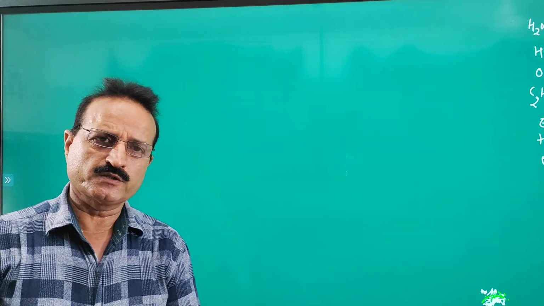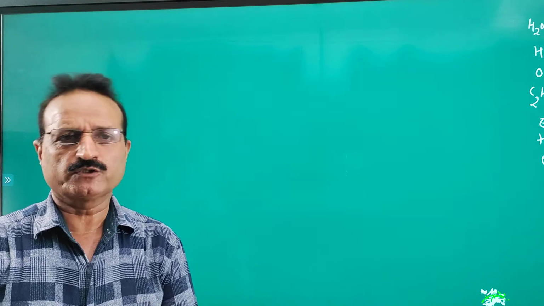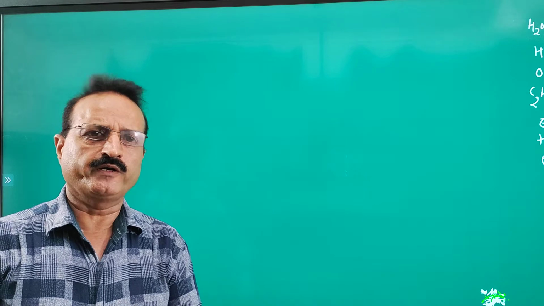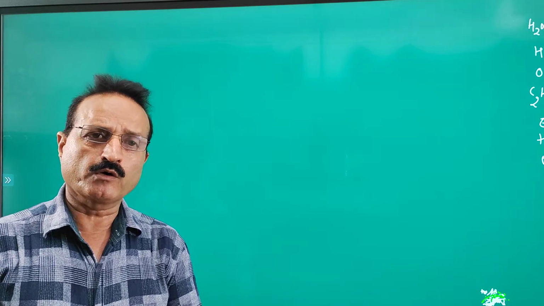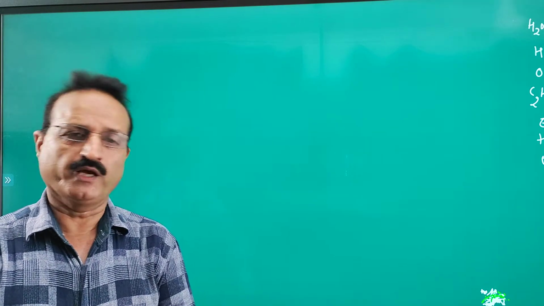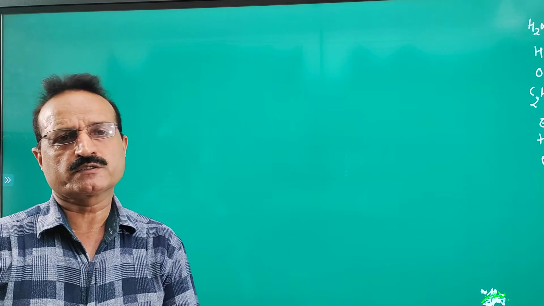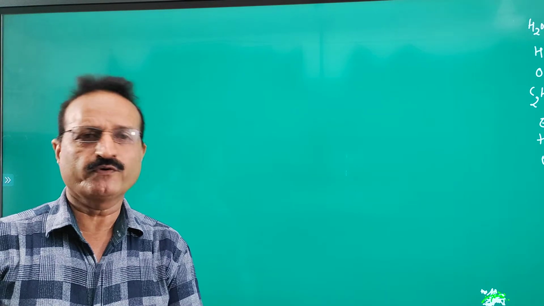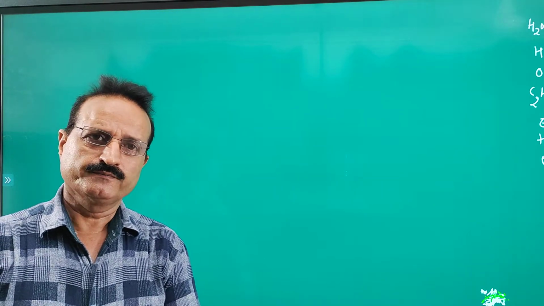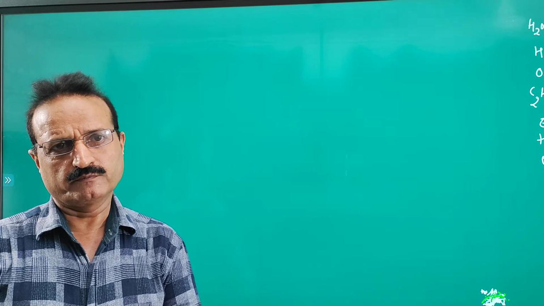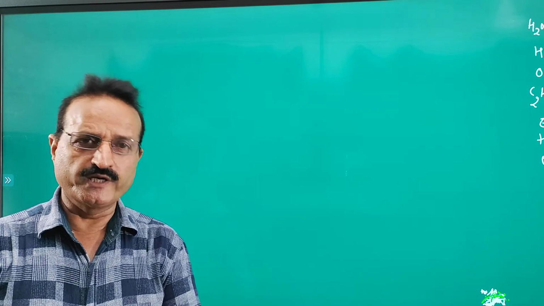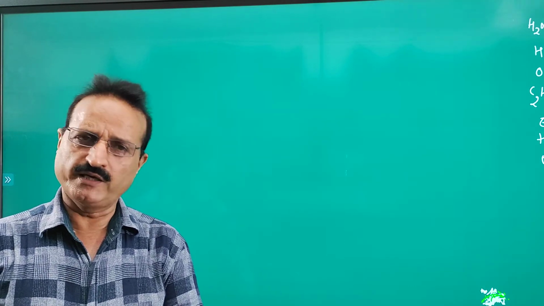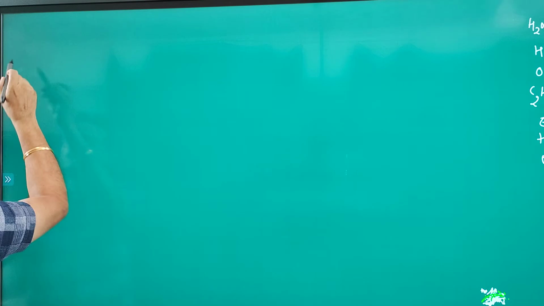Today we are going to discuss another topic. In the last lecture we calculated molar mass and the mole concept. Today we are going to discuss the composition of an element in a compound by percentage. So today's topic is percentage composition. Very simple, very easy. Let's first write down the topic.